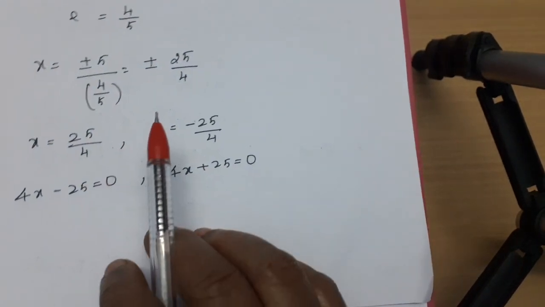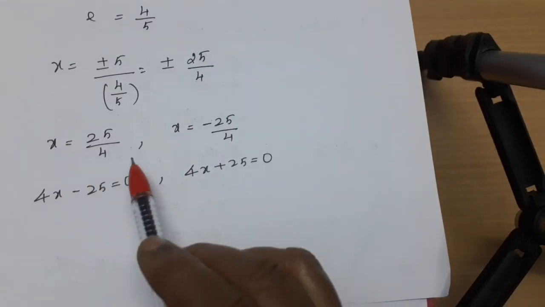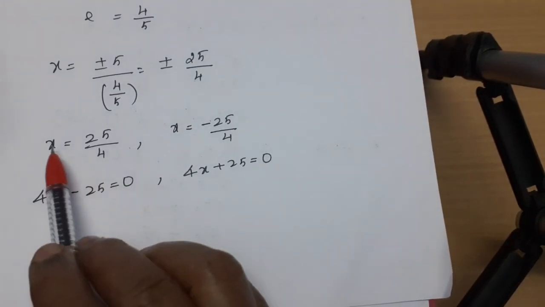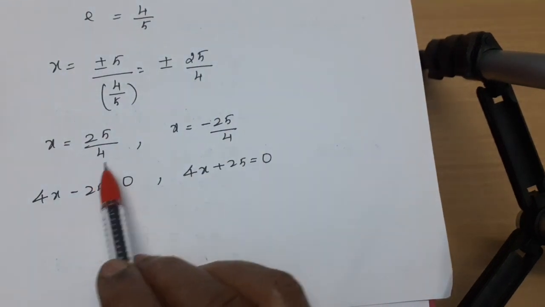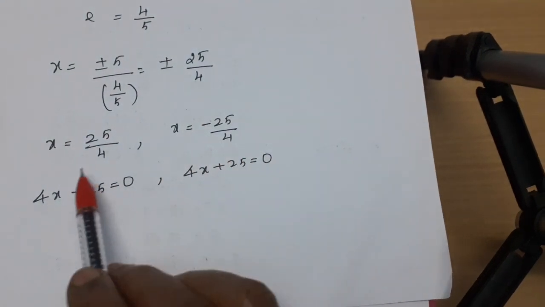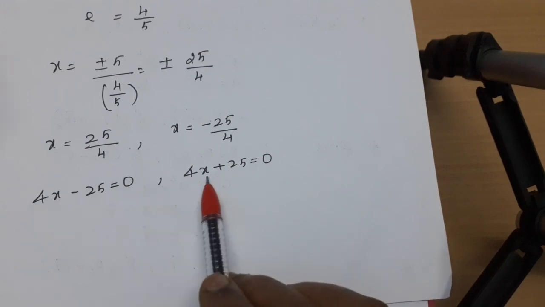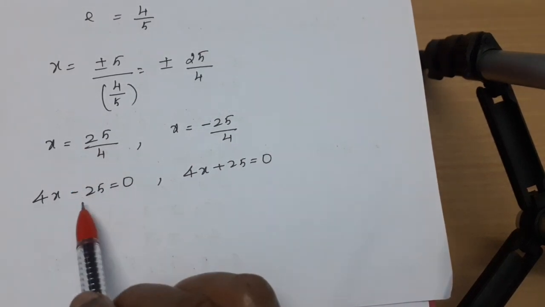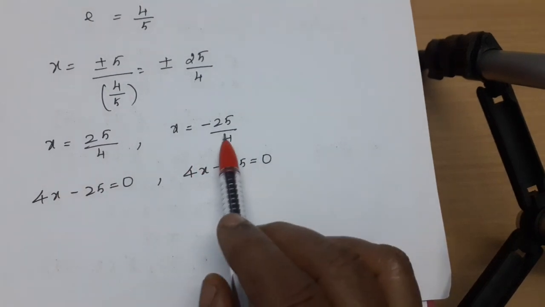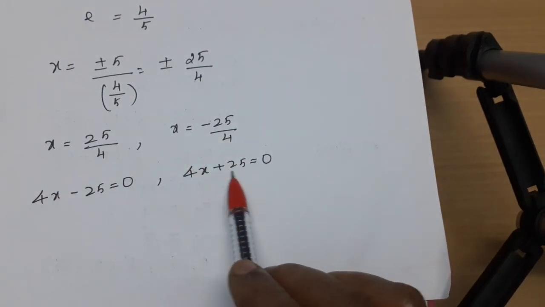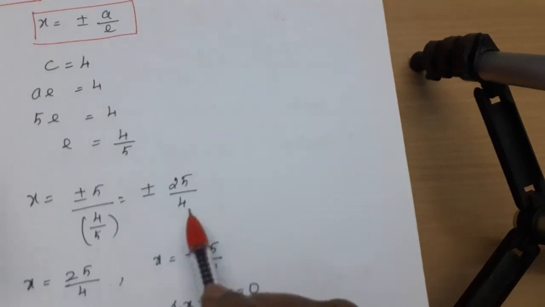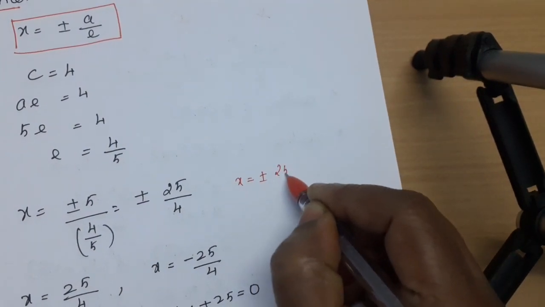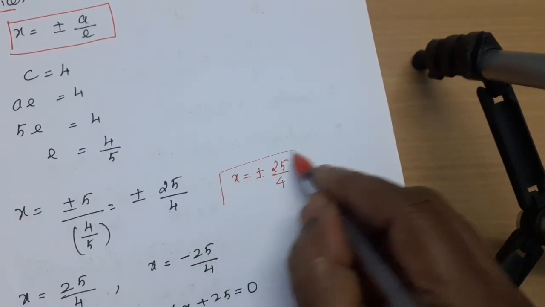If you want to extend that one, the equation of the ellipse, the equation of the directrix is nothing but what? 4x minus 25 equal to 0, because x is equal to plus 25 by 4, x is equal to minus 25 by 4. Sorry, 4x minus 25 equal to 0, or 4x plus 25 equal to 0. If you want to solve, x is equal to plus or minus 25 by 4 is nothing but the directrix.